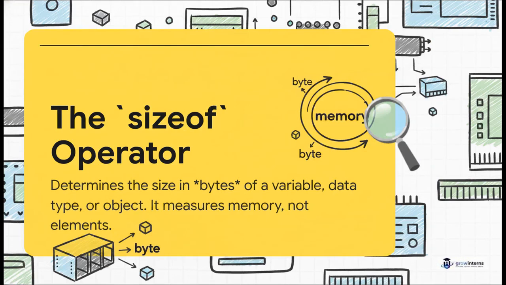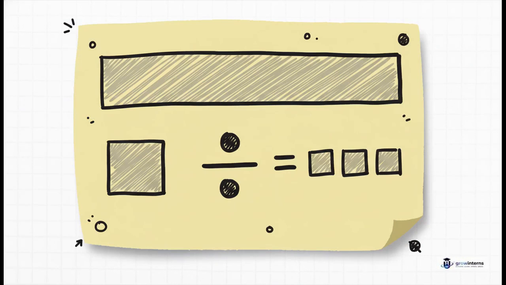So, how do we make our loops smarter? The answer is a really clever little C++ tool called the sizeof operator. Now, here's the interesting part. sizeof doesn't tell you how many items are in the array. Nope. It tells you how much space that array takes up in memory, and it measures it in bytes. And that leads us to this super useful formula.